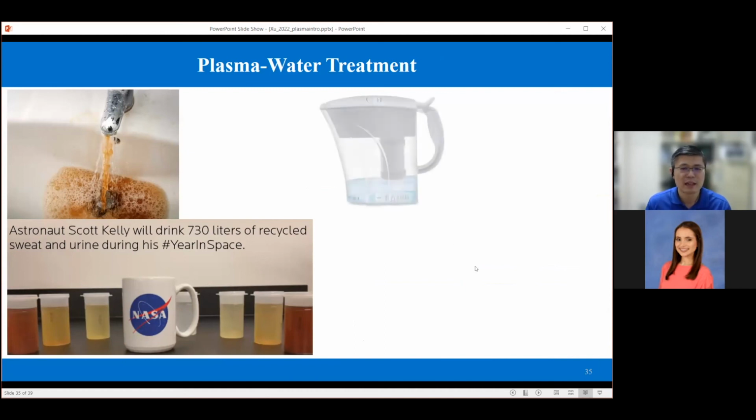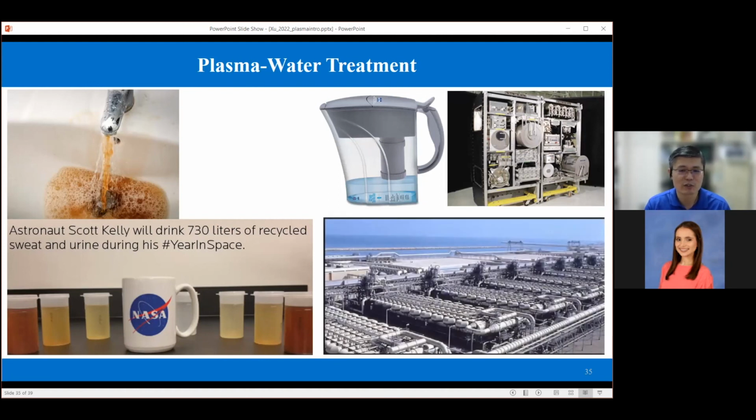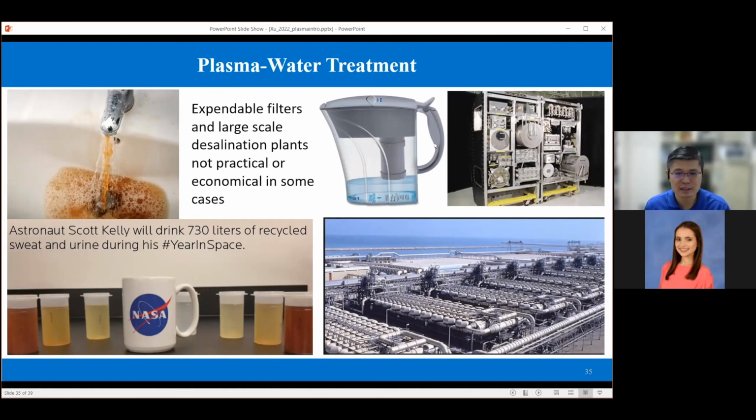Here on Earth, in your house, you can purify your tap water using water filter pitchers. On the International Space Station, they have a big rack system to purify their sweat and urine into drinkable water. Here on Earth, for municipal water, there are large water desalination and processing plants that produce our daily drinking water. But expendable filters are expendable, and large-scale desalination or processing plants are not really practical or economical in some cases.